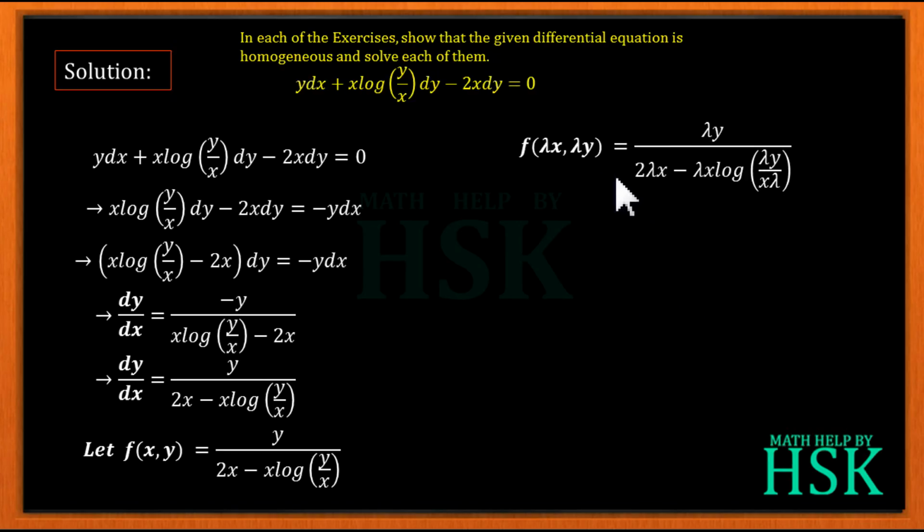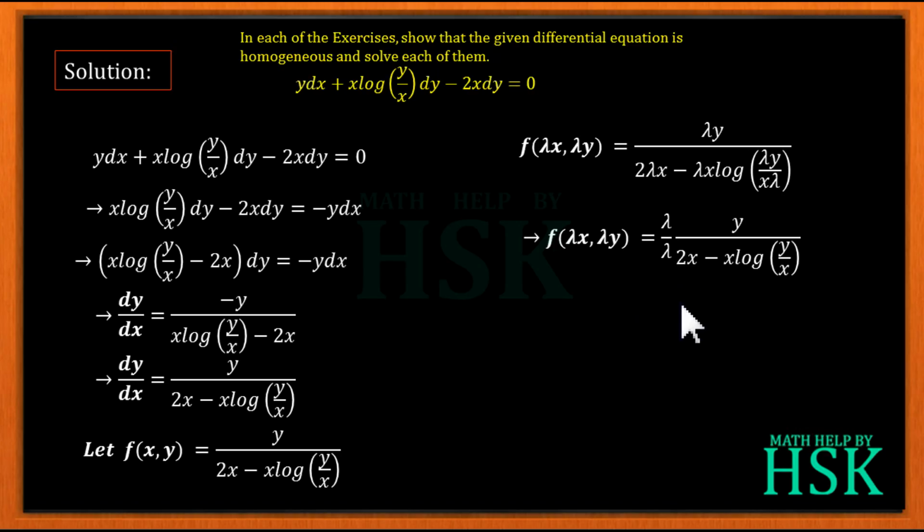Now I am going to calculate the value of f of lambda x, lambda y, and this will be equal to lambda y upon 2 lambda x minus lambda x into log of lambda y upon lambda x. So these two lambdas are going to cancel out. I can take lambda common from both numerator and denominator and write that f of lambda x, lambda y is equal to lambda upon lambda times y upon 2x minus x log y upon x.